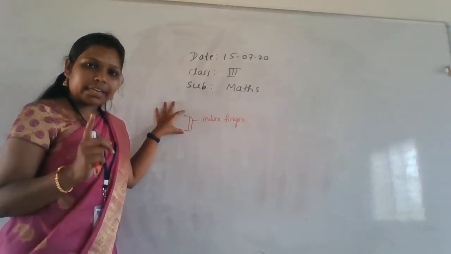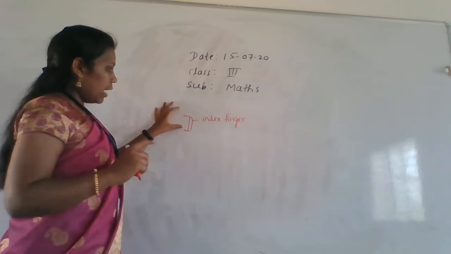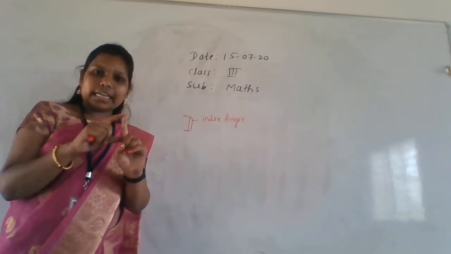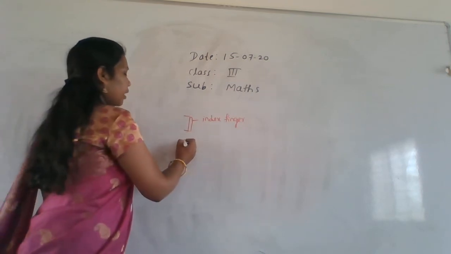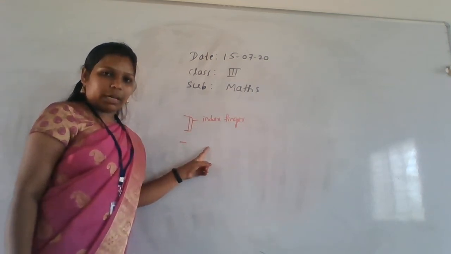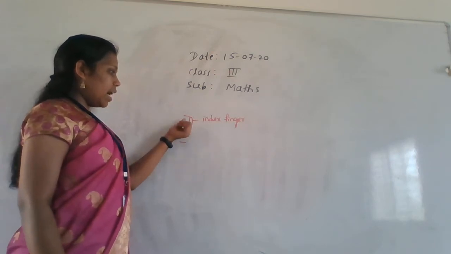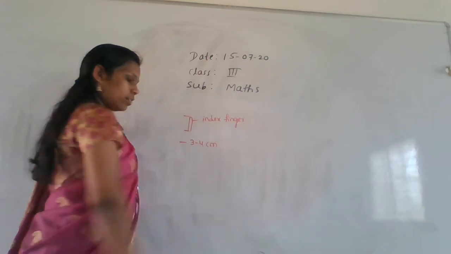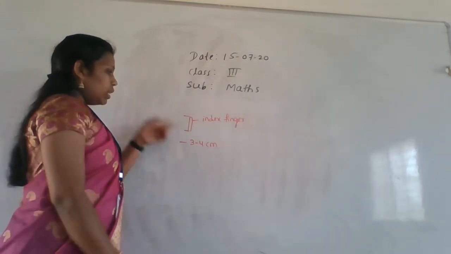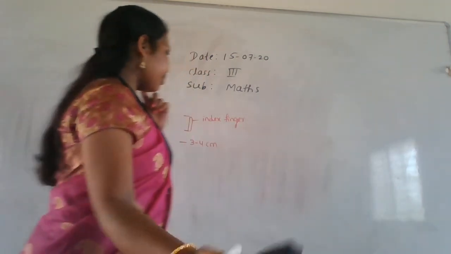Everyone has a scale, right? So take your scale and measure your index finger. How much length, how many centimeters are there? You have to write it in your textbook only. Whatever number of centimeters it is, you have to write it there. I think it will be 3 to 4 centimeters. Okay, so you have to write that.